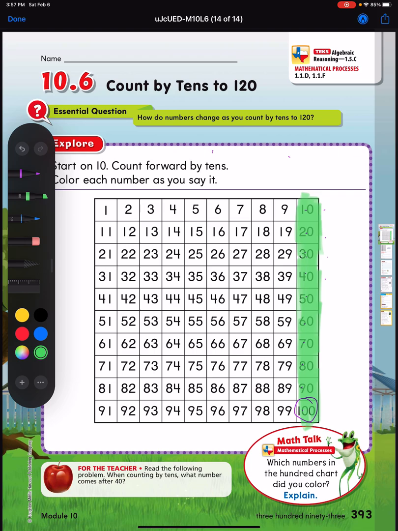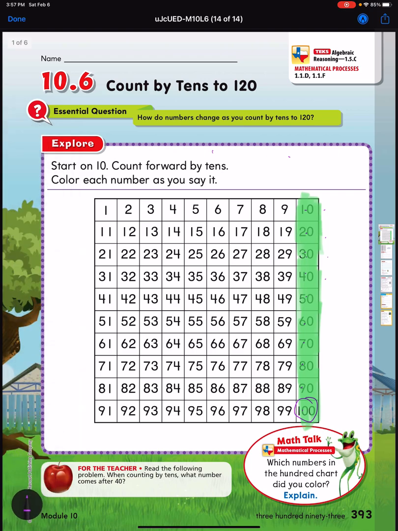All right. So let's see. I'm going to switch pens, and down here at the bottom, I almost missed this. When counting by tens, what number comes after 40? Remember, it's important when it says counting by tens. What number comes after 40? Well, here's 40. What comes after 40 when counting by tens? 50.